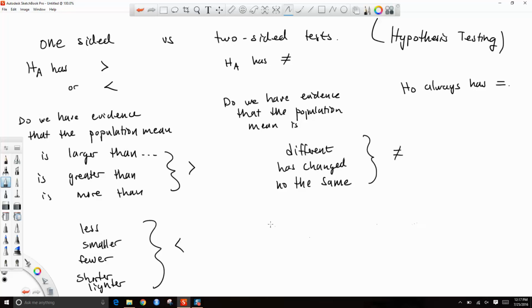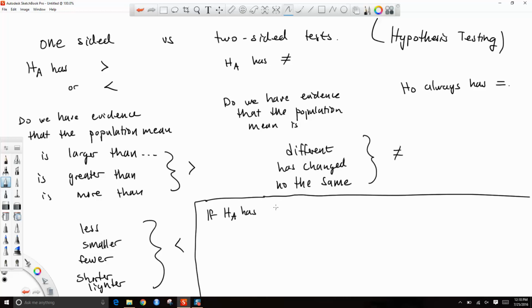Okay, and then as far as this affects how we select our p-value: if the alternative has greater than, our p-value will be what? Is the area to the right? Okay, which means if you have a z, you're going to do 1 minus that.